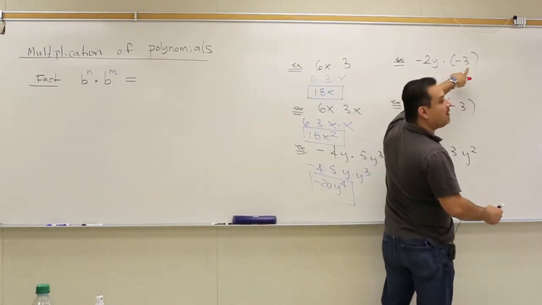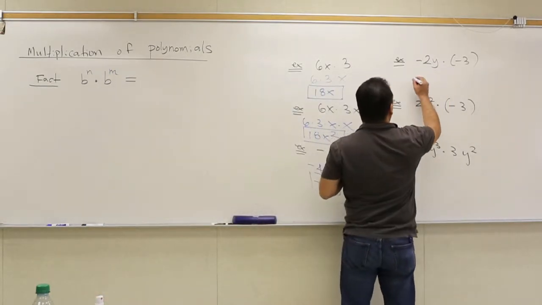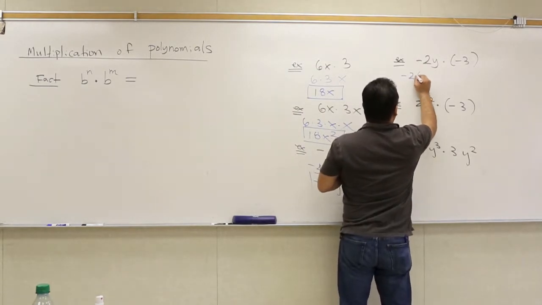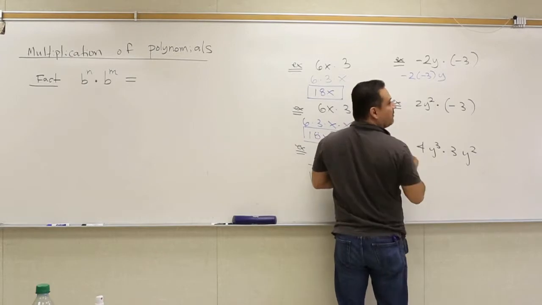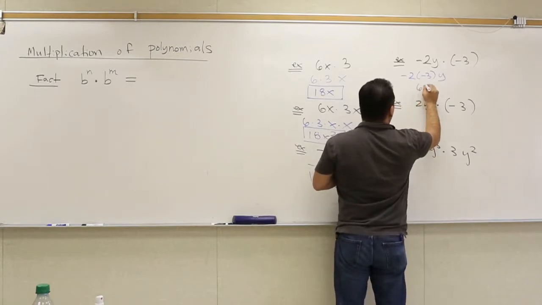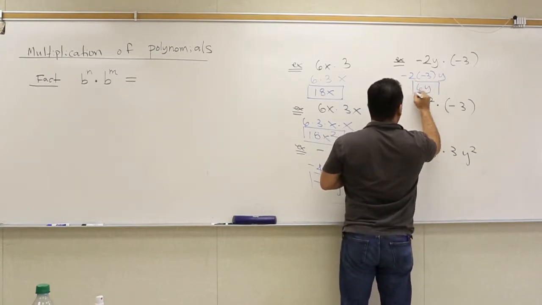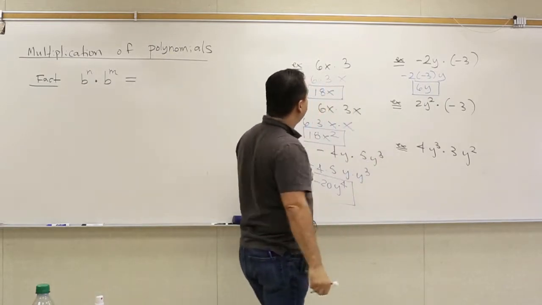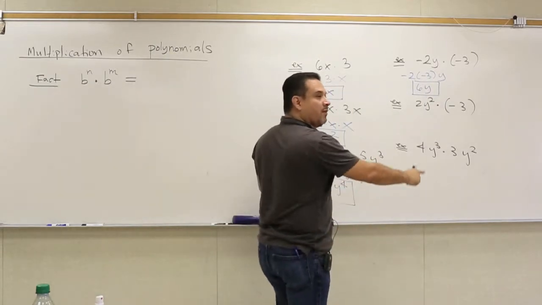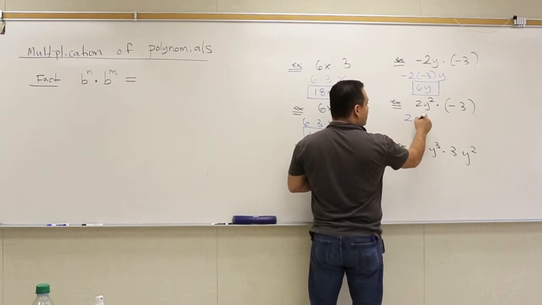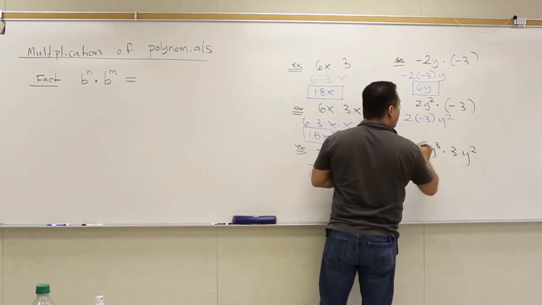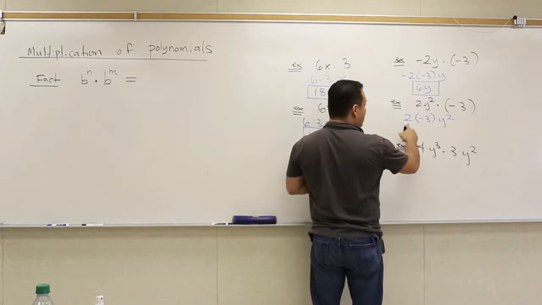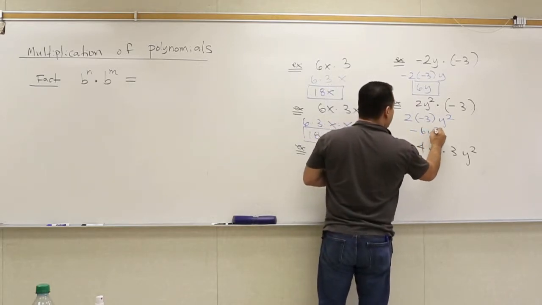Well, what about this? Negative 2y times negative 3. If I switch my order, what does that look like? Is that negative 2 times negative 3 times y? And what's negative 2 times negative 3? Isn't that 6y? What do you do about this? Switch the order. 2 times negative 3 times y squared. What do you get now? Negative 6y squared. Good.